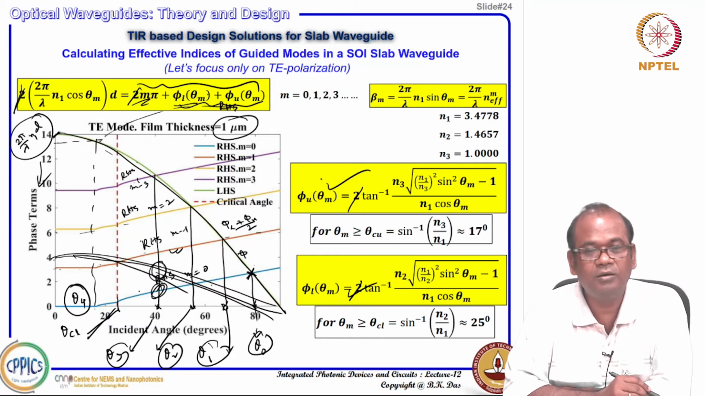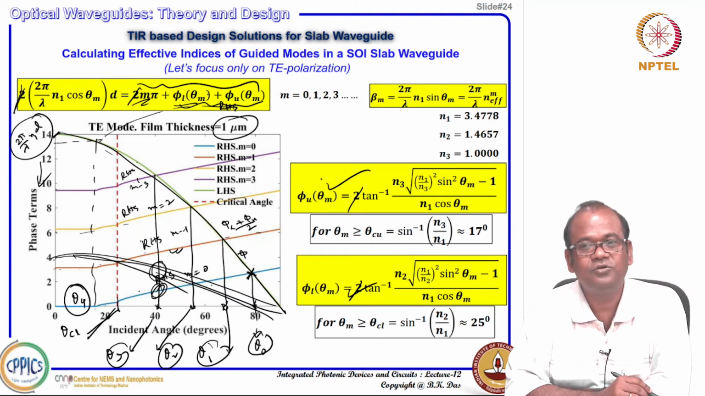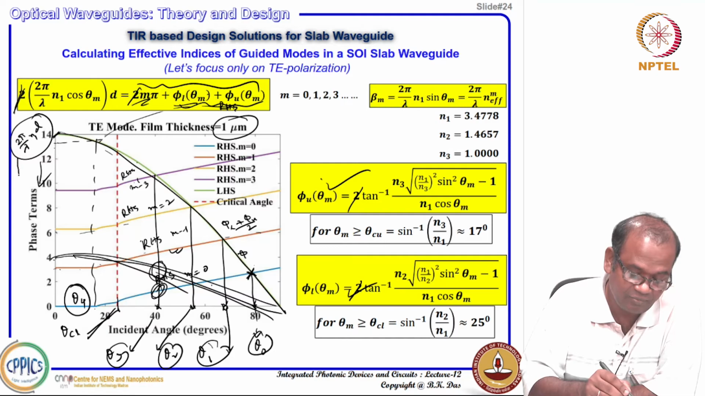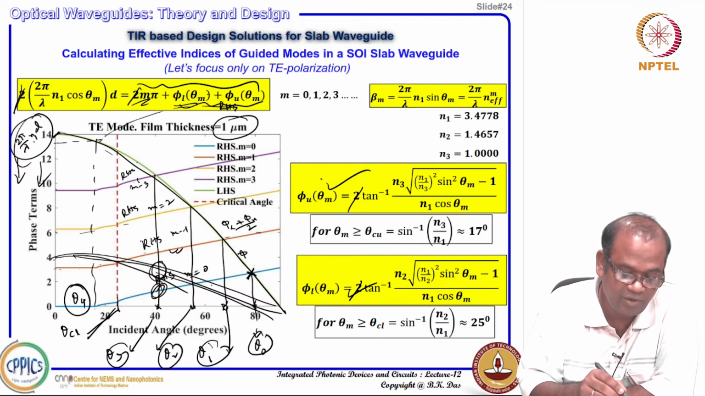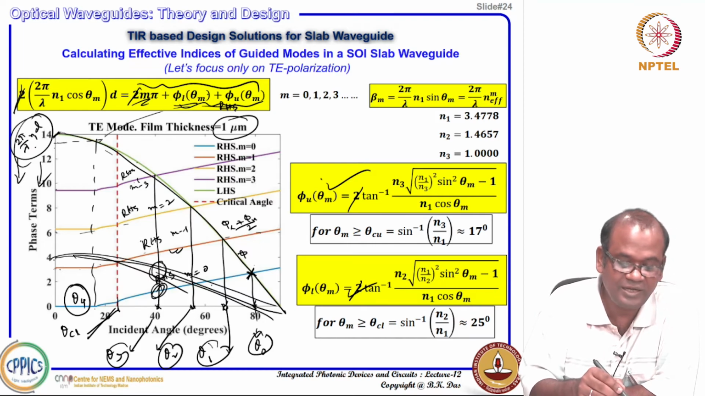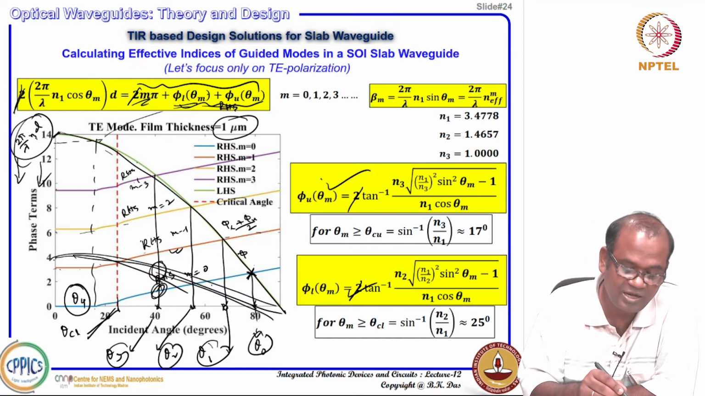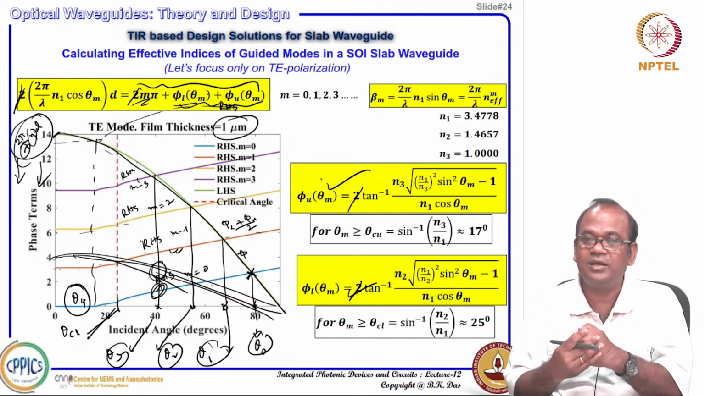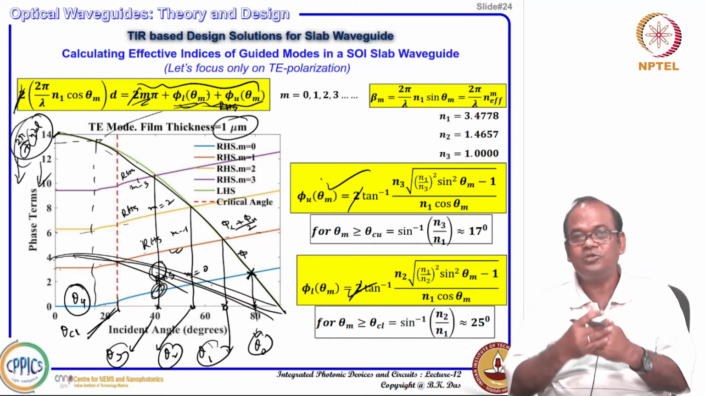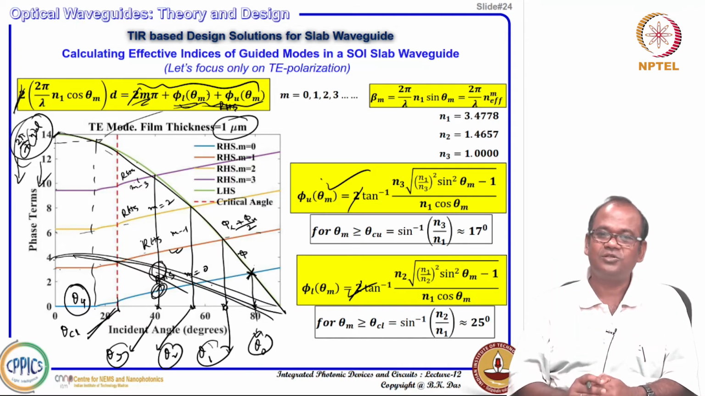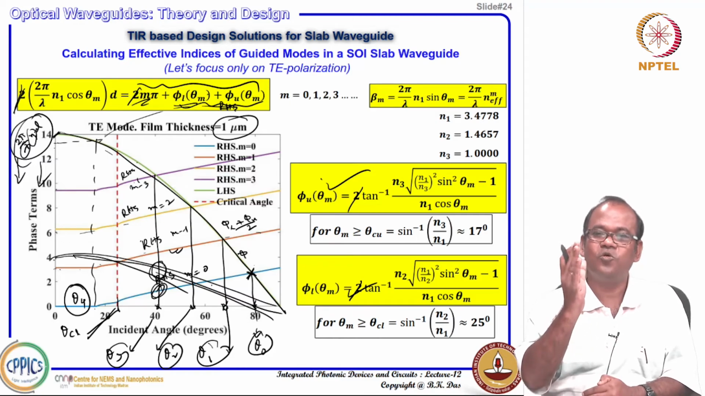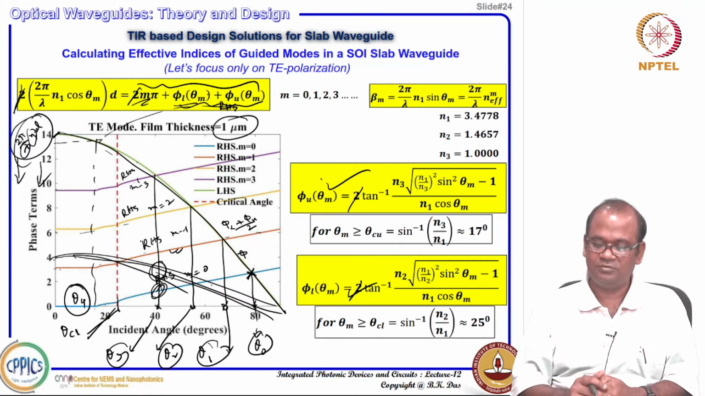Below one solution, above the critical angle. So, if I reduce this value, how can we reduce that? Either I can reduce N1 or increase lambda or decrease D. Since material platform N1 is fixed, lambda is fixed, what I can do? I can reduce the thickness. So, if I reduce the slab thickness, then you can ensure that it can be designed for just one mode in vertical direction, x direction.